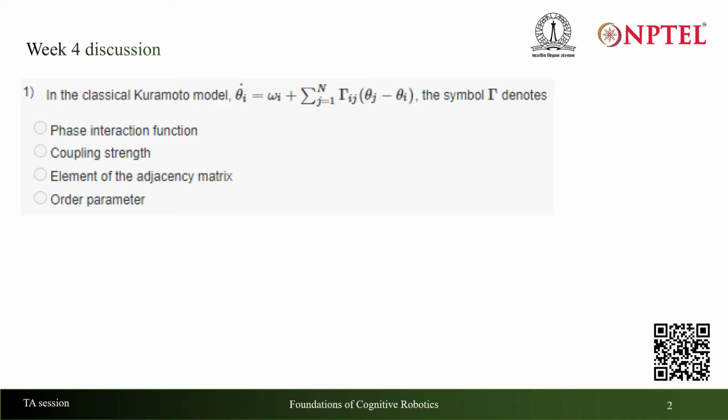Coming to the first question: in the classical Kuramoto model given by this equation, what does the symbol tau represent? So what did the Kuramoto model study? Kuramoto studied the synchronization between a collection of oscillators, and this was the equation that he proposed, where theta i is the phase of the ith oscillator, omega i is the natural frequency of the ith oscillator, and theta j and theta i again are the phases, and this tau ij term represents the phase interaction function. So how the phase of one oscillator interacts with the phase of another oscillator is governed by this factor tau ij. So the correct answer for this question is A.